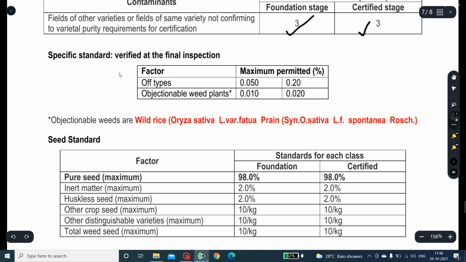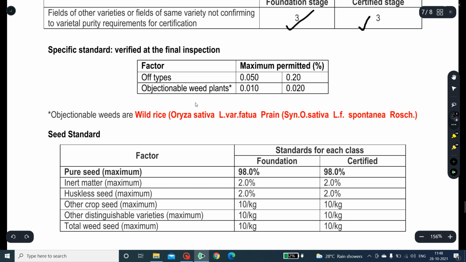The specific standard is objectionable weed seeds, particularly in the case of the rice crop. The objectionable weed is wild rice, that is Oryza sativa var. fatua. The permissible percentage of objectionable weed seeds for foundation seed is 0.010% and for certified seed is 0.020%, and off type is 0.05% and 0.2%.